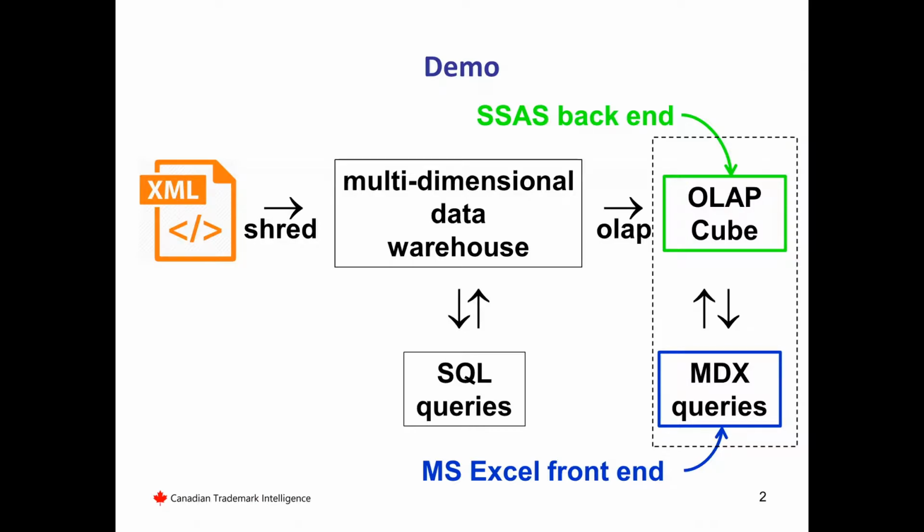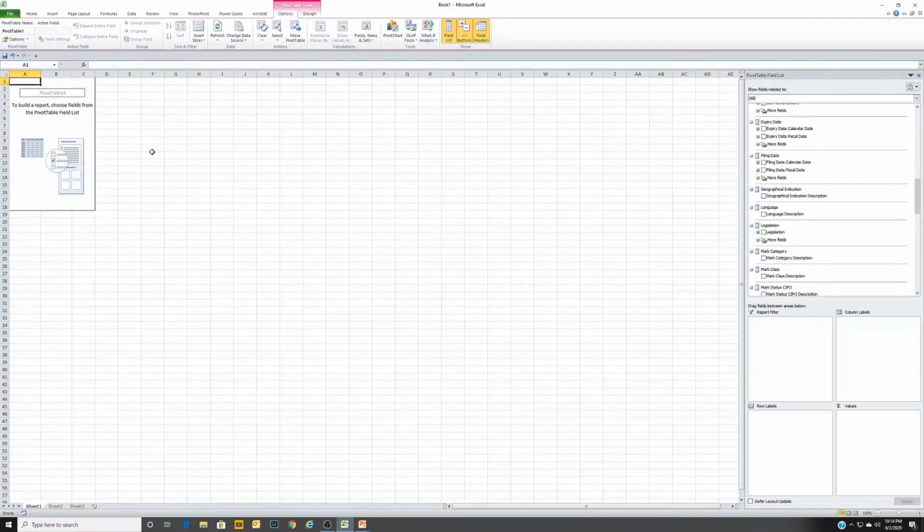The cube is the so-called back end, and the Microsoft Excel part is referred to as the front end. This is a common setup in business intelligence applications involving cubes. Here is my Microsoft Excel front end. It's running under Windows 10 on my desktop PC. My cube backend is running under Windows Server on a virtual machine elsewhere on my local area network.